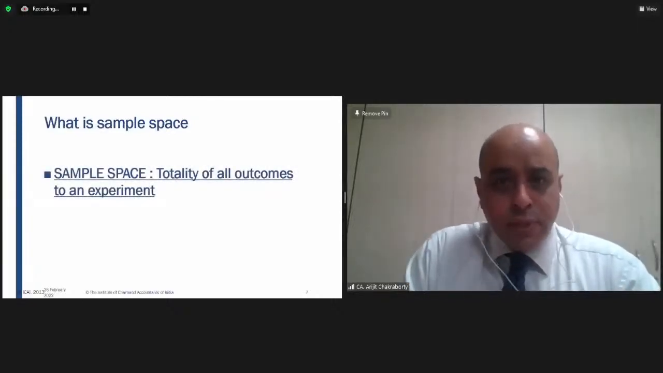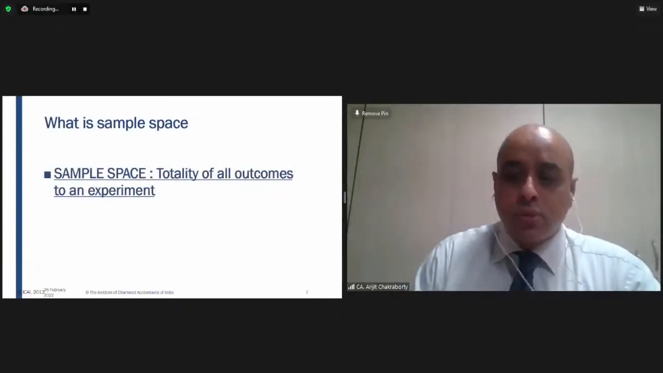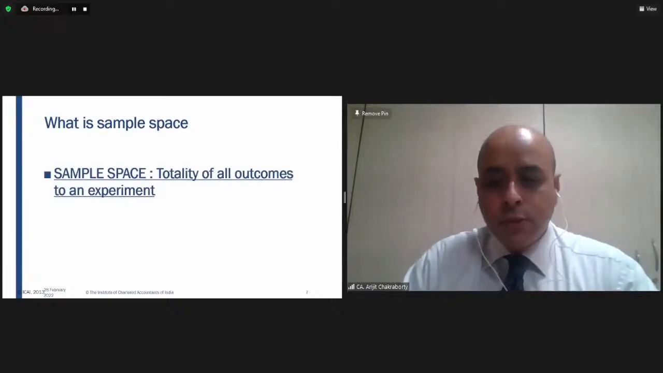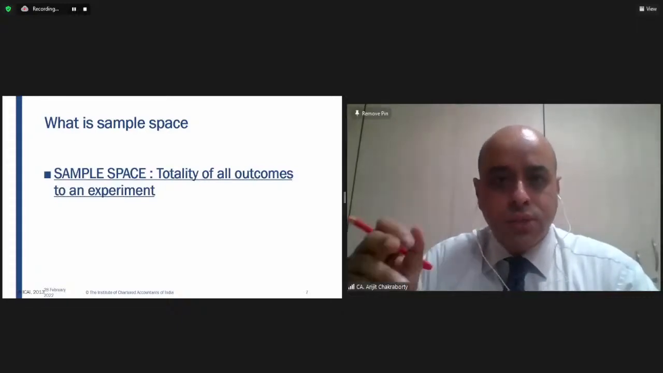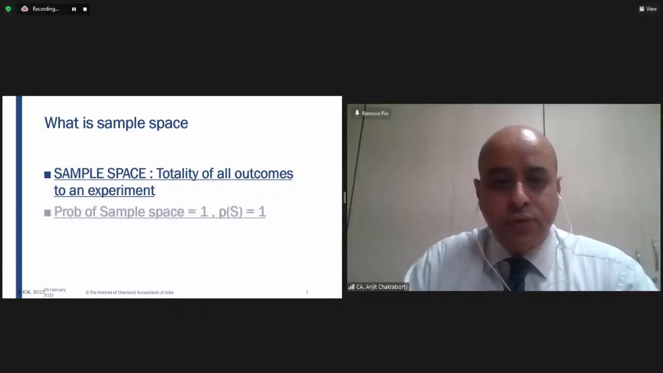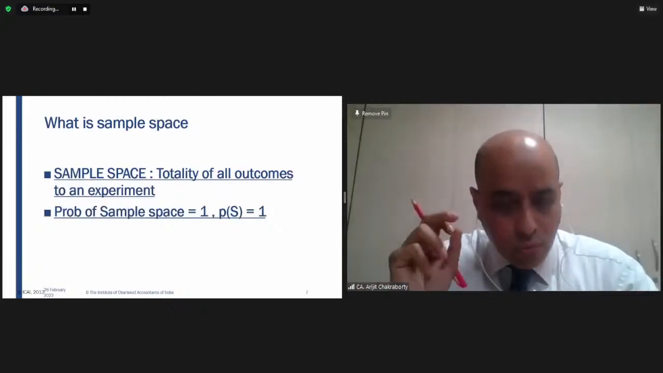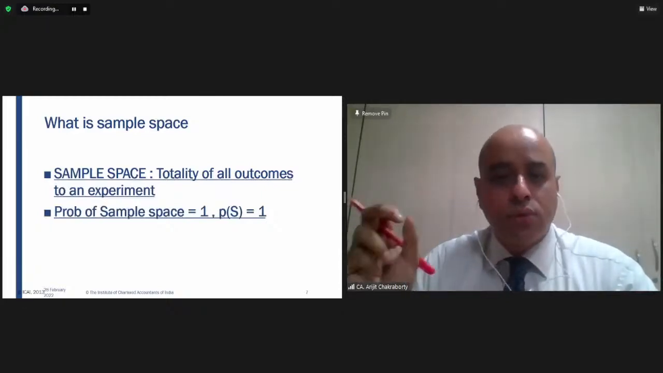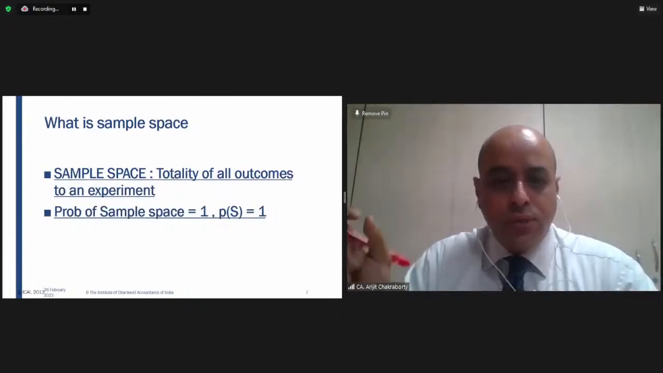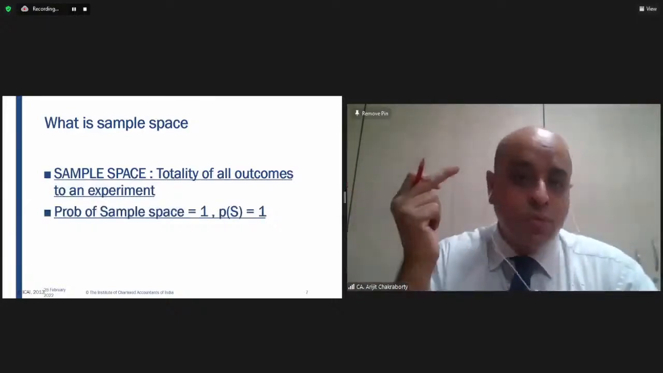What is sample space? Sample space means the totality of all the outcomes to an experiment. For example, when you are tossing a coin, the sample space will be head and tail, H and T. When we are rolling a dice, the sample space will be composed of a score of 1, 2, 3, 4, 5, and 6.